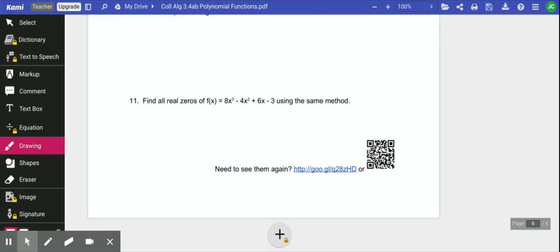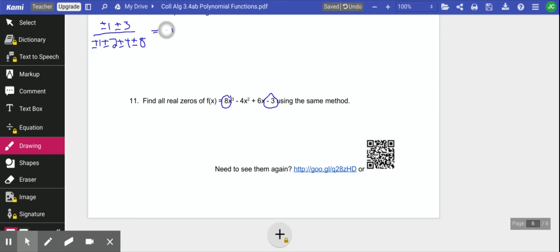All right, so we want to find all the real zeros of this function using the same method that we just did. Again, we may not find all of the zeros, just the real number ones. So we're going to start by thinking about all the possible real zeros. We're going to think of the factors of -3, which are plus or minus 1 and plus or minus 3. Then we're going to divide by the factors of 8, so 1, 2, 4, and 8. And now we have to divide everything.